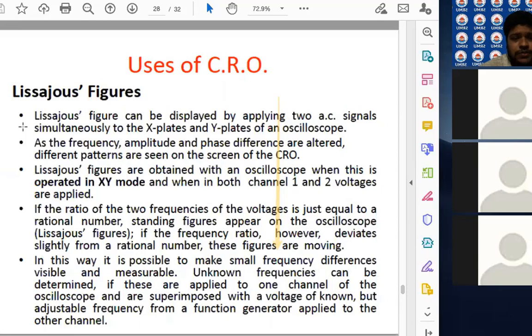Lissajous figures are obtained when the oscilloscope is operated in XY mode, when voltages are applied to both channel 1 and 2. If you don't know what these figures are, we are trying to explain what they are.